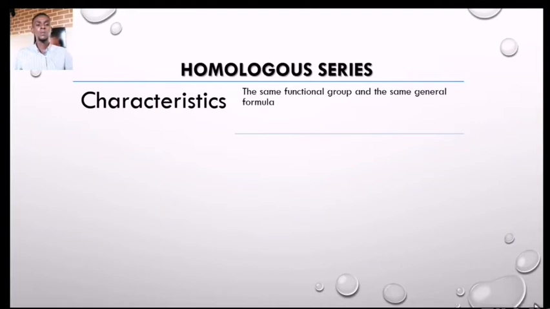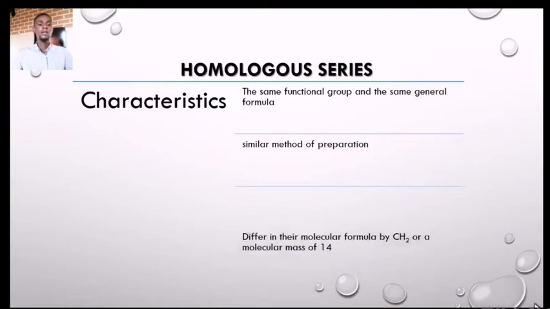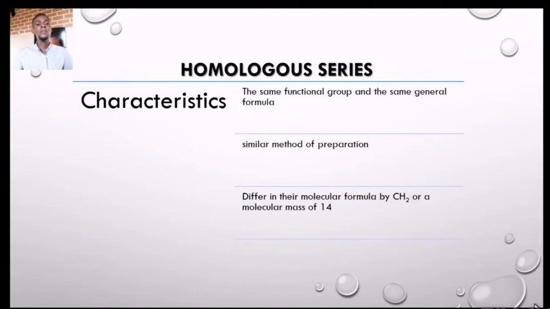What other characteristics can we talk about? Second, they have similar methods of preparation. And then the third aspect, they differ in molecular formula by a CH2 group. It's just like talking about the age. The siblings in a particular family will differ in age by a year or 2 years. So in terms of the homologous series, they differ in the molecular formula by CH2 or a molecular mass of 14. And fourthly, similar chemical properties and a graduation in their physical properties.